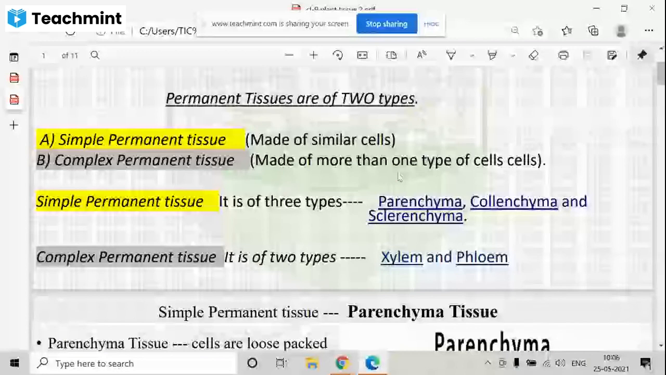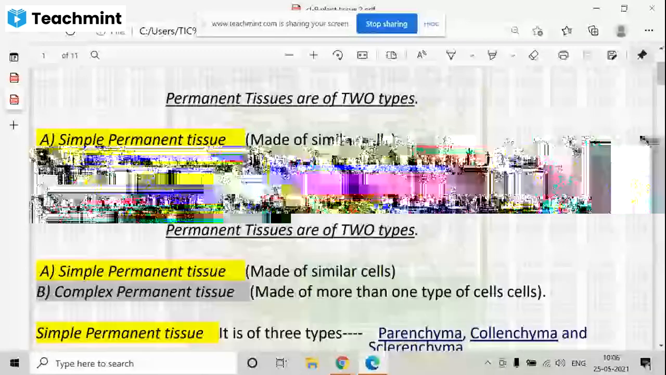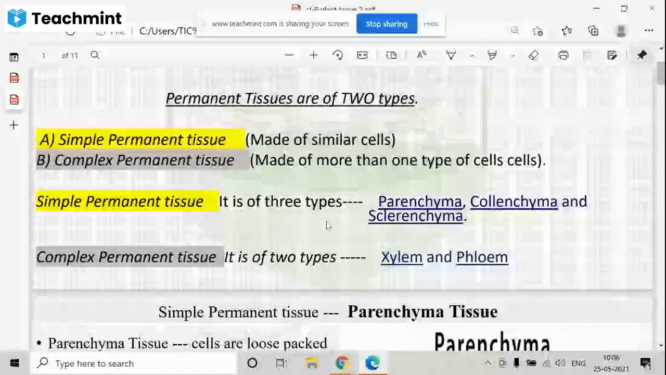Now, when we study the simple and complex permanent tissues, it will be more clear. See, I have colored the simple permanent tissues with the same color. It is of three types: parenchyma, collenchyma, and sclerenchyma. Complex permanent tissues are of two types: xylem and phloem. Clear? Now we are going to study in this part what the parenchyma tissue is, what the collenchyma tissue is, what the sclerenchyma tissue is, and where they are present and what their functions are. Okay, am I clear?